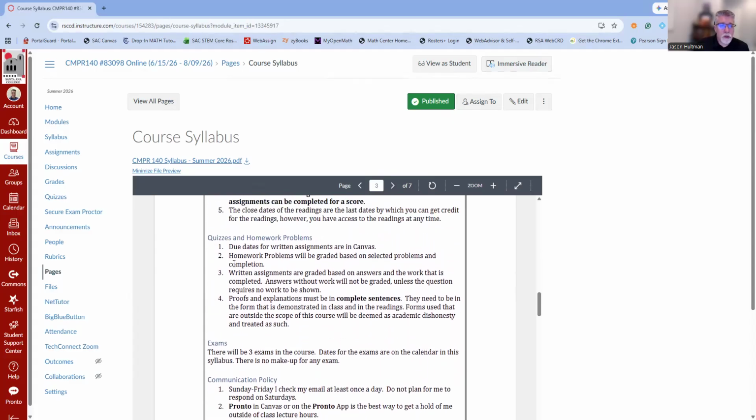For quizzes and homework problems, due dates for the written assignments are in Canvas. Homework problems will be graded based on selected numbers and completion. Written assignments are graded based on answers and the work that is completed. So the homework will be written assignments. The readings will be interactive through your Zybooks. The homework will be written assignments. They'll be uploaded as a PDF.